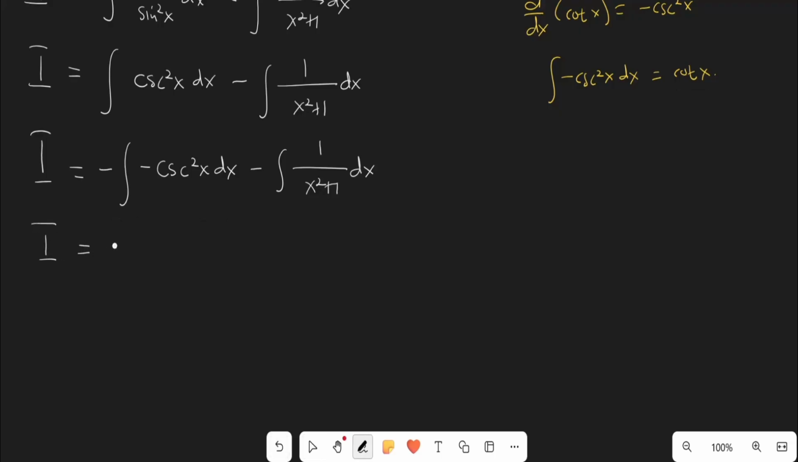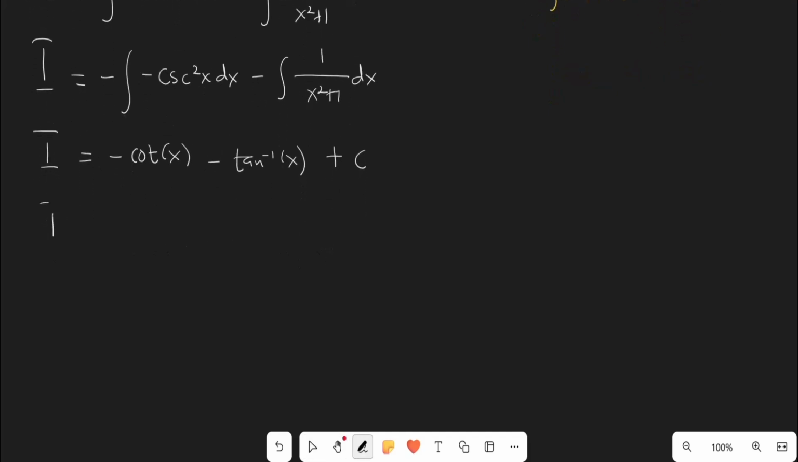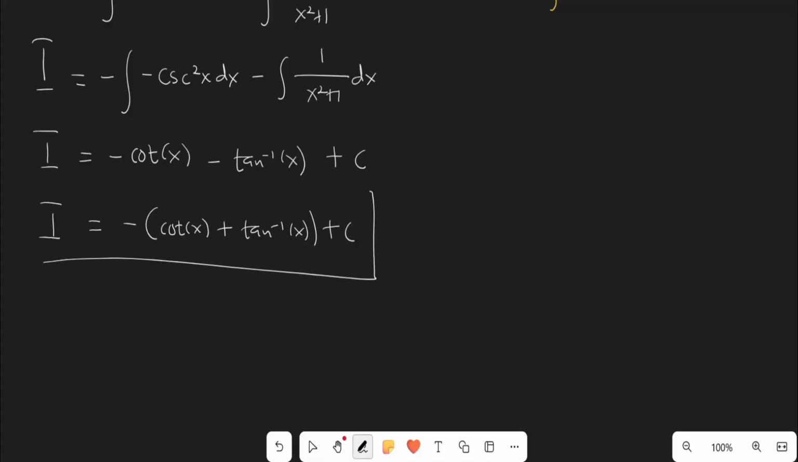So I is going to be equal to negative outside, and this is the cotangent of x, minus the integral of 1 all over x squared plus 1, which is the tan inverse of x. And then we are done, we put the constant of integration. So I here is going to be equal to, you can factorize negative 1 out, this will be the cotangent of x plus the tan inverse of x plus the constant of integration. So this one, ladies and gentlemen, is the answer to this integral.